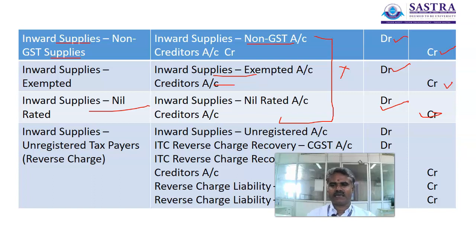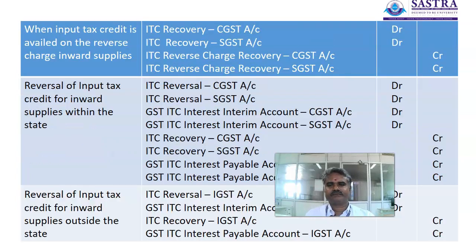Then inward supplies from an unregistered taxpayer. You have to charge, but here reverse charge liability will arise. Inward supplies from unregistered taxpayers, but the reverse charge mechanism will be applicable. When input tax credit is availed and reverse charge inward supply applies, the reverse entry will be passed.